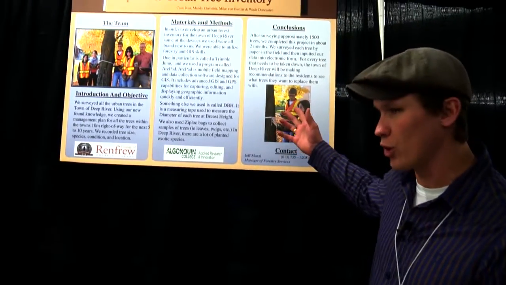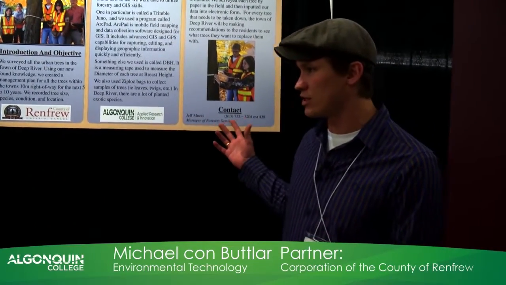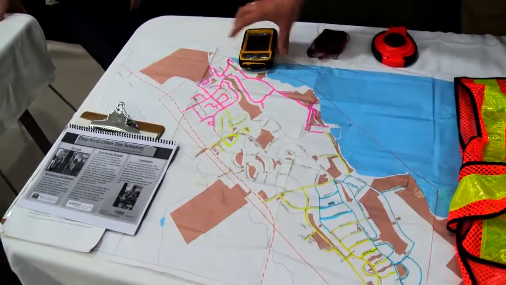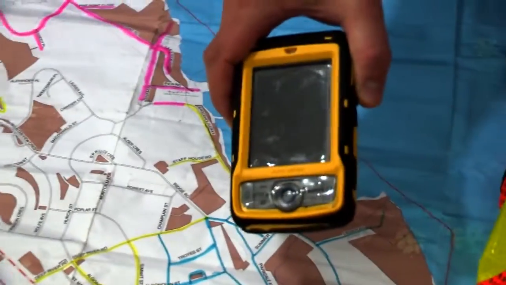We're going to be talking today about the Deep River Urban Tree Inventory Project. Essentially what we did in Deep River is survey about 1,500 trees, and the goal of the project was to come up with an urban tree management plan. We started in a smaller town like this because it's easier to do a small pilot project, and then hopefully use some of our findings and apply them to a bigger center like Ottawa or some of our bigger cities across Canada in order to maintain a healthy urban tree canopy.